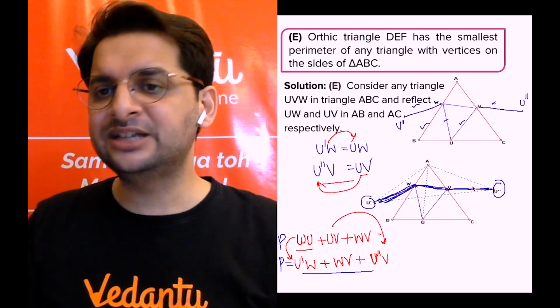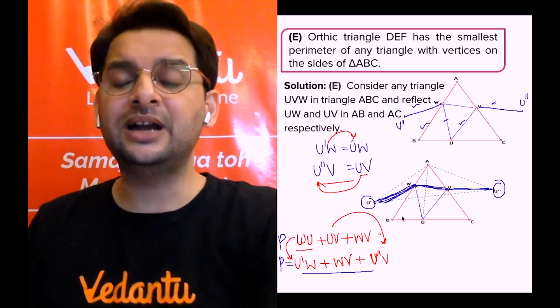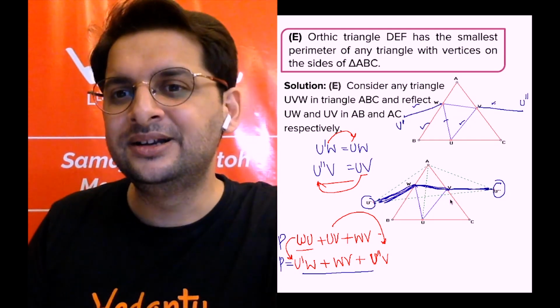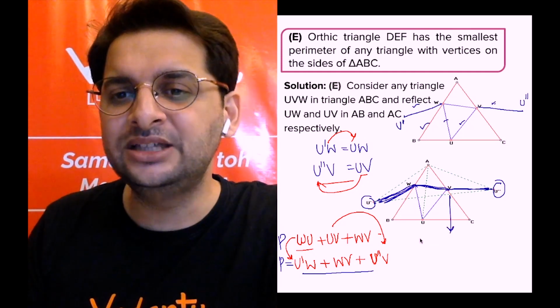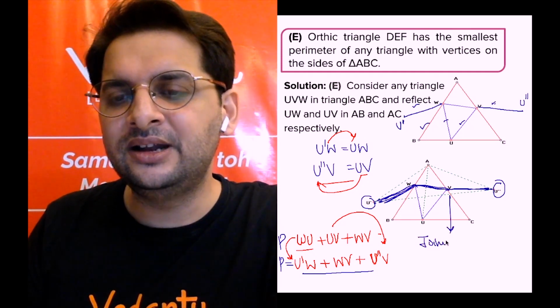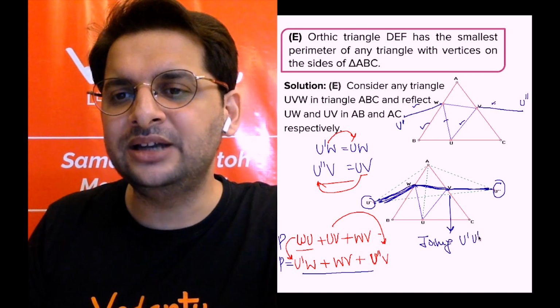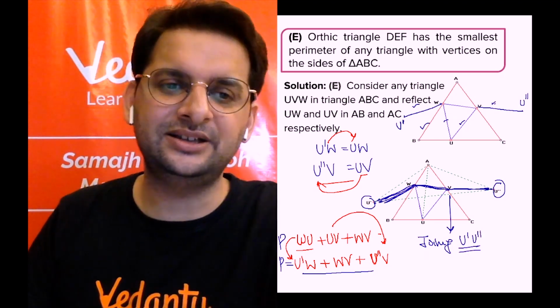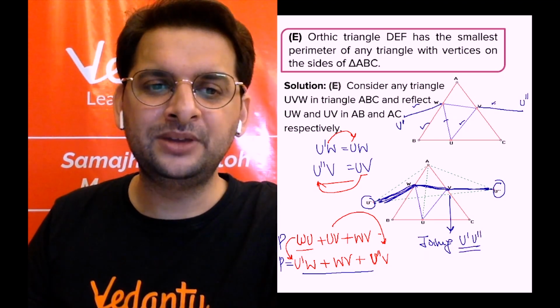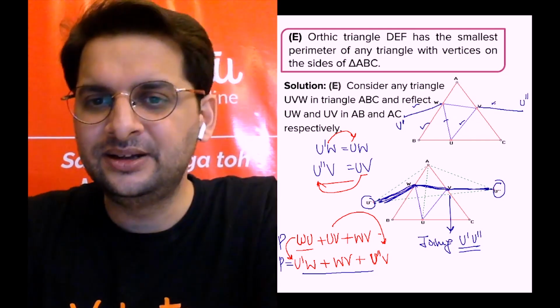So I have to go from this point to this point using the shortest route. And what would be the shortest route? This would be the shortest route, the line joining U dash and U double dash. So this is very interesting, guys. I hope you all understand till this.